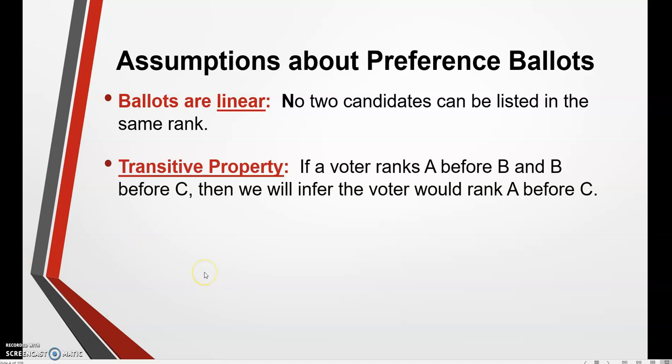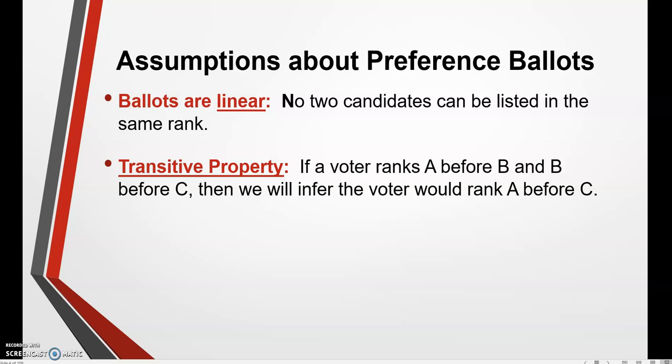We also are going to assume that our preference ballots are transitive. And so when I talk about transitivity, I'm talking about the transitive property, which says if a voter ranks A before B and B before C, then we will infer that the voter would rank A before C. So in other words, if they have A in first, B in second, and C in third, then we assume that A is going to be in front of C, and that B would also be in front of C.